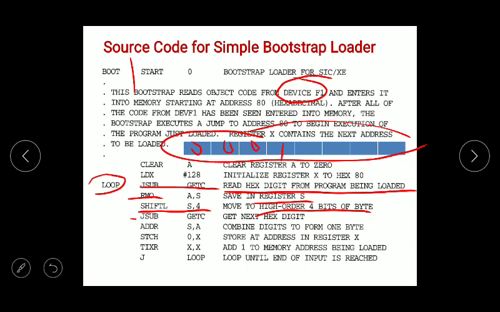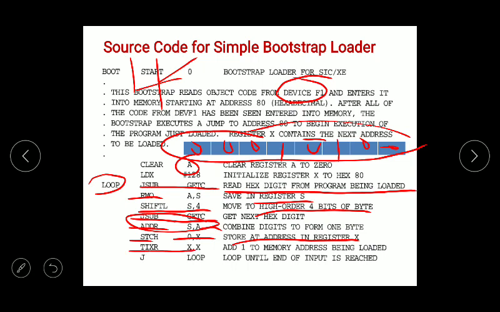Then jump to subroutine GETC to read the next one, that is we have to read the character 4. After 4 has been read, then ADDR S,A. A contains this 4 and S contains 1. Then STCH 0,X, store the character at the address in register X. ADDR S,A will combine 1 and 4.